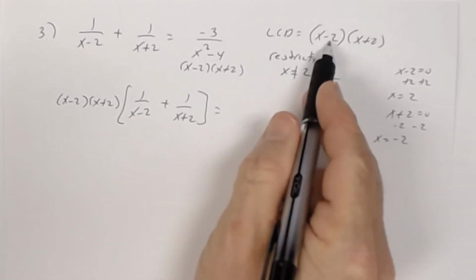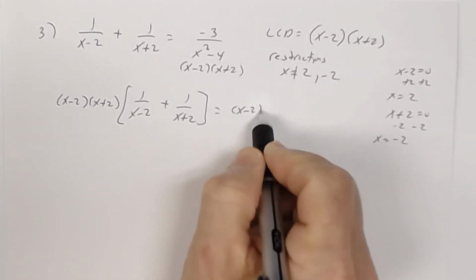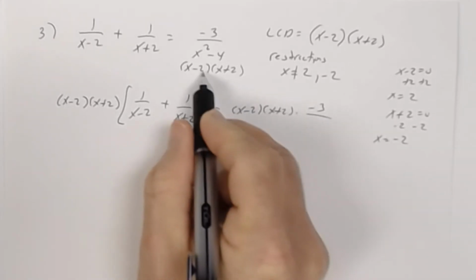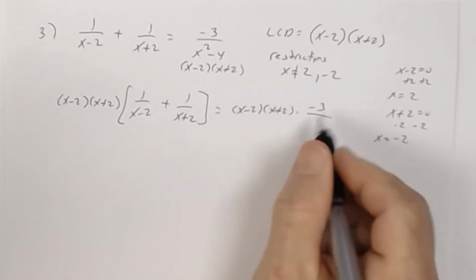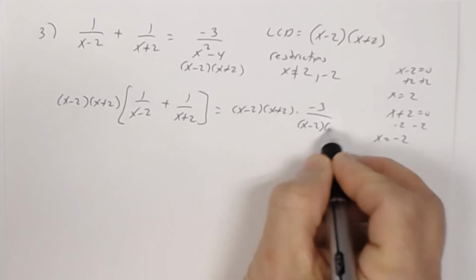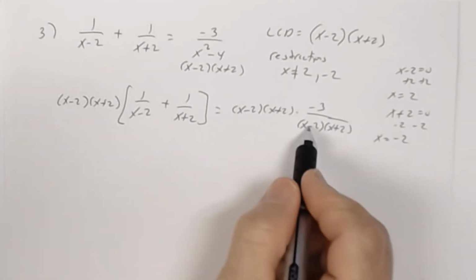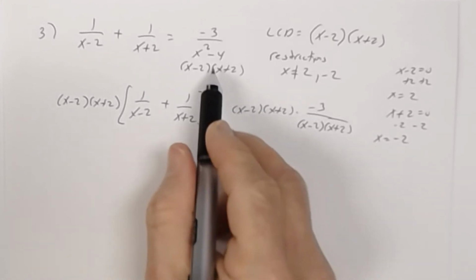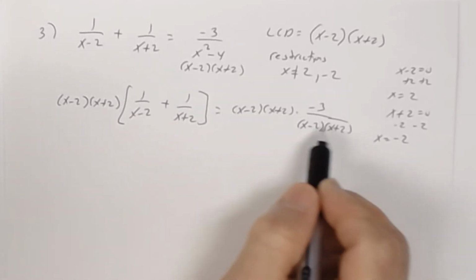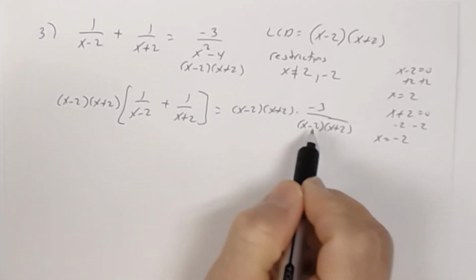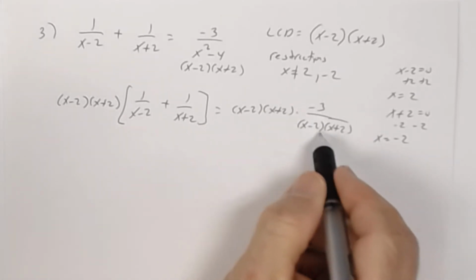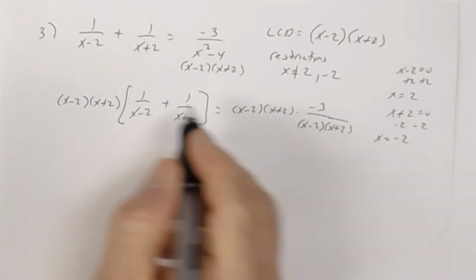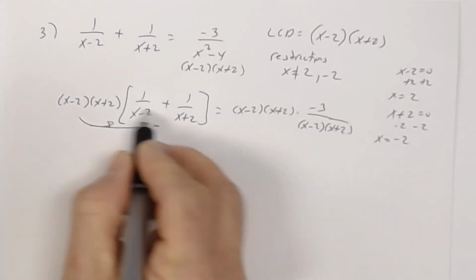So you're going to say the LCD times negative 3 over x minus 2 times x plus 2. And the reason you want to do that is because these factors are these. So you can easily see, so instead of saying x squared minus 4, write it in factored form. So that way you'll see soon that you can reduce these very easily. Okay, now we got to distribute. We got to get rid of these brackets.